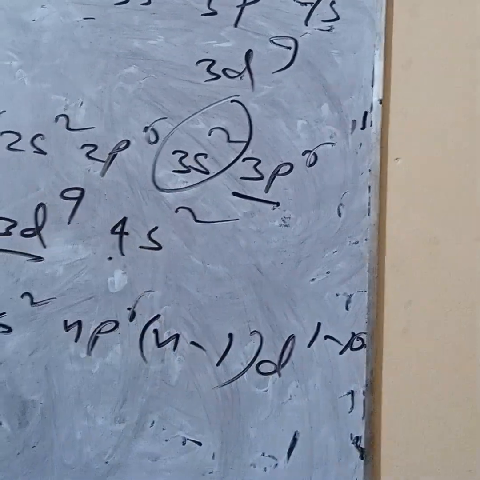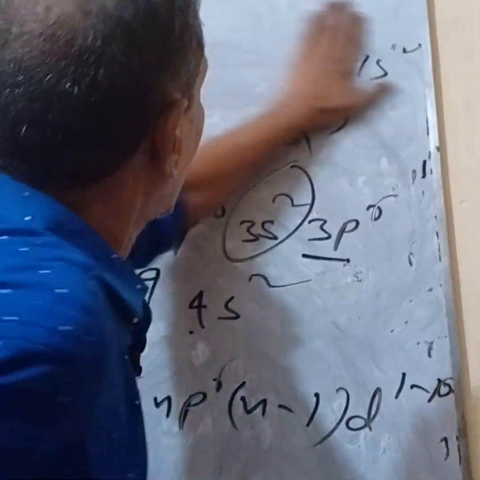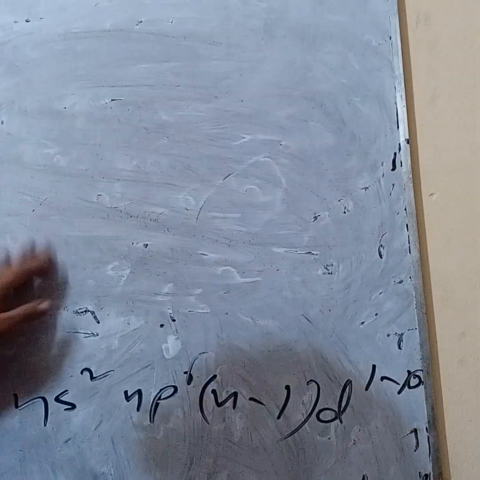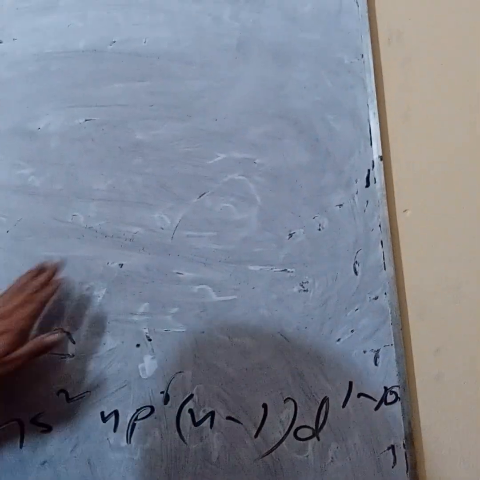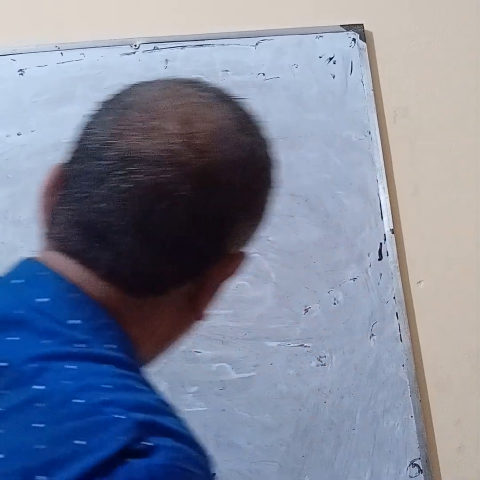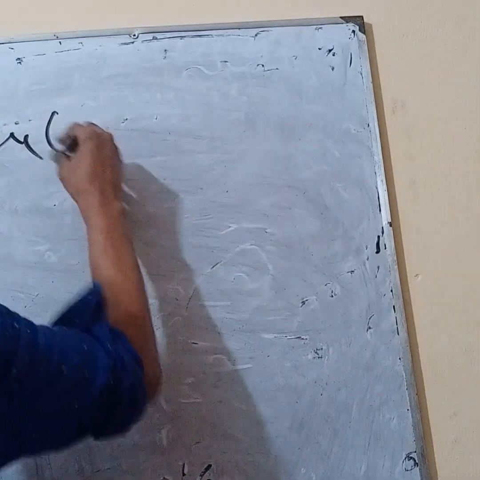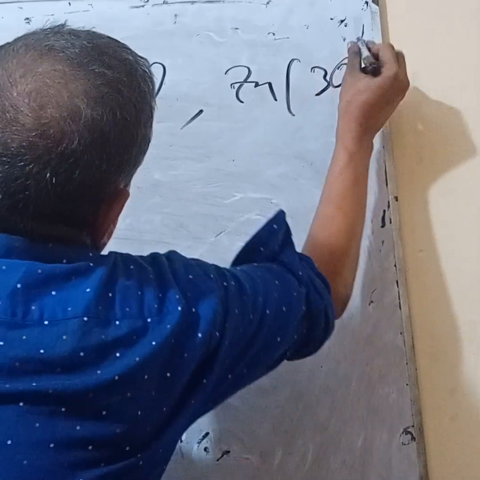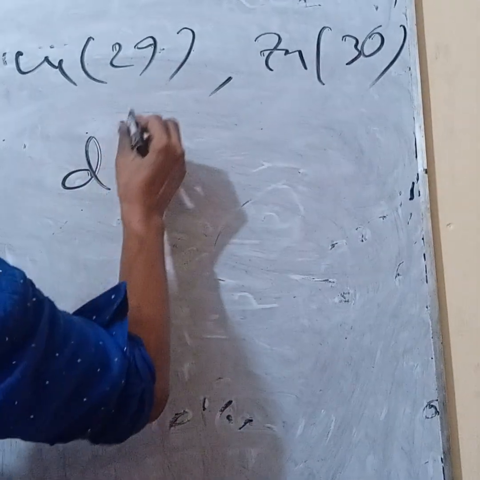Copper 29, zinc 30. Copper 29 and zinc 30. Zinc d10.